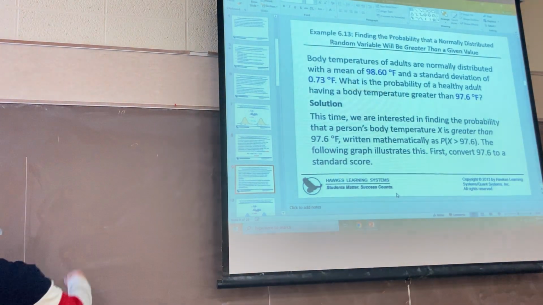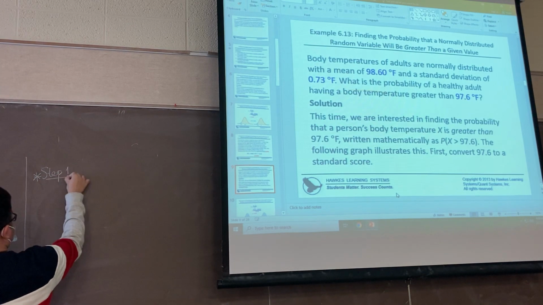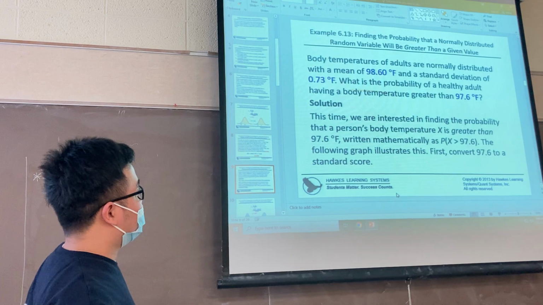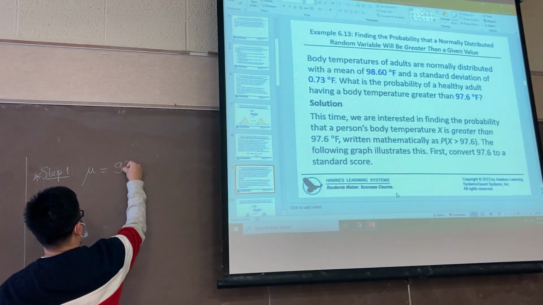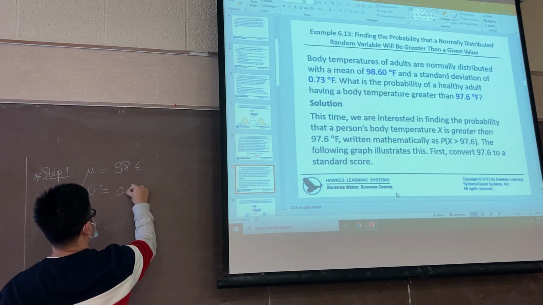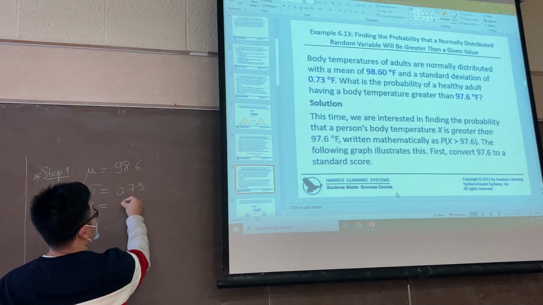Okay, so step 1. You can see that this problem is similar to the previous one, right? We have mu here, 98.6, and the sigma here is 0.73, and x here is 70.